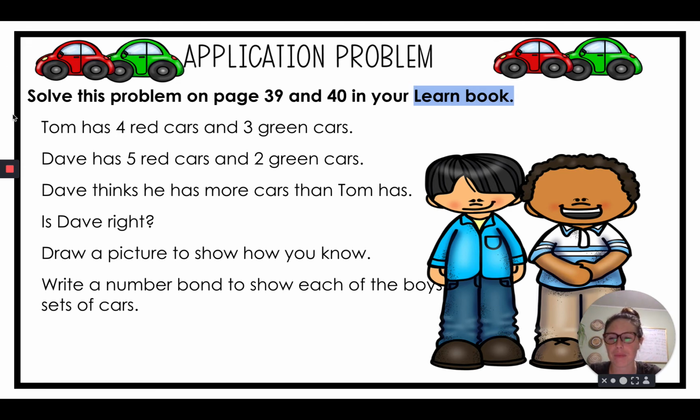Here we go. Tom has 4 red cars and 3 green cars. Dave has 5 red cars and 2 green cars. Dave thinks he has more cars than Tom has. Is Dave right? Draw a picture to show how you know. Write a number bond to show each of the boys' set of cars.